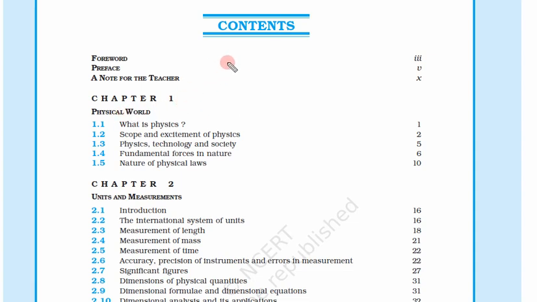From this year you will have two books of physics, part 1 and part 2. This is the first part book. In the first part, chapter 1 is about the physical world. In that we will learn what is physics, scope and excitement of physics, physics, technology and society, fundamental forces in nature. Till here it is only a brief description of physics.